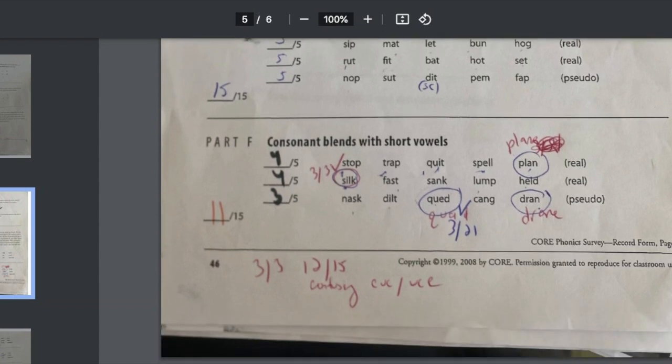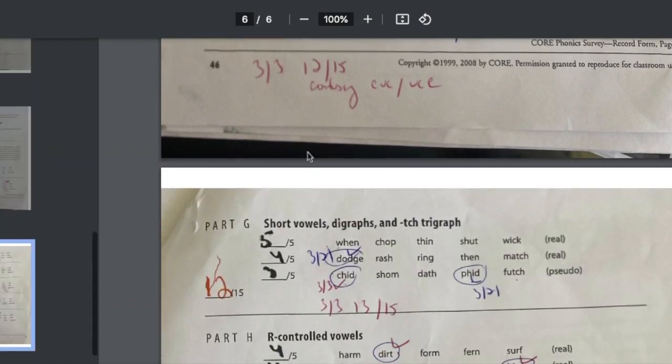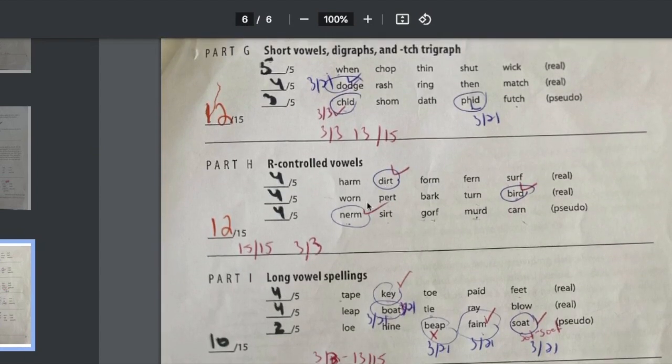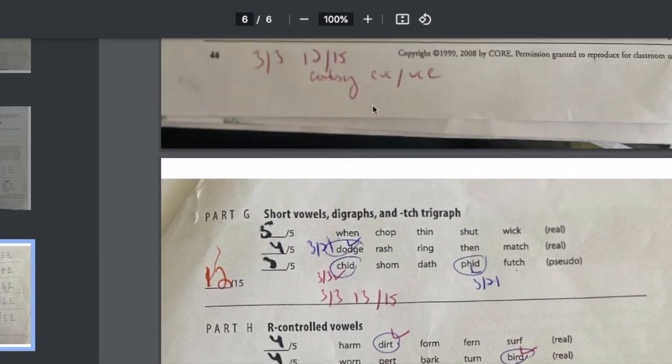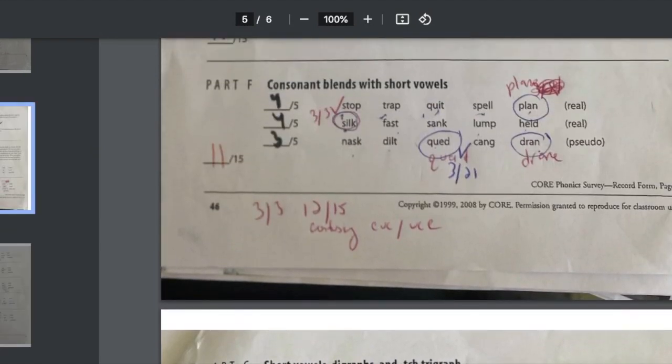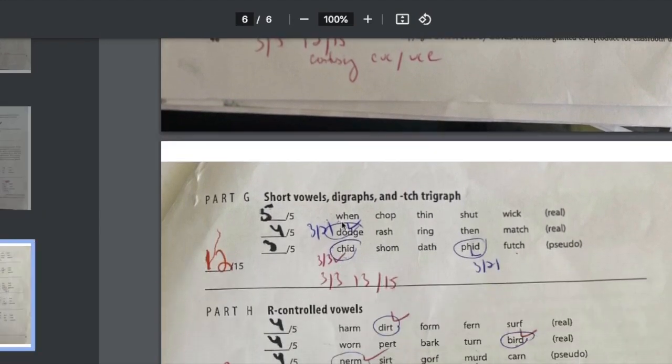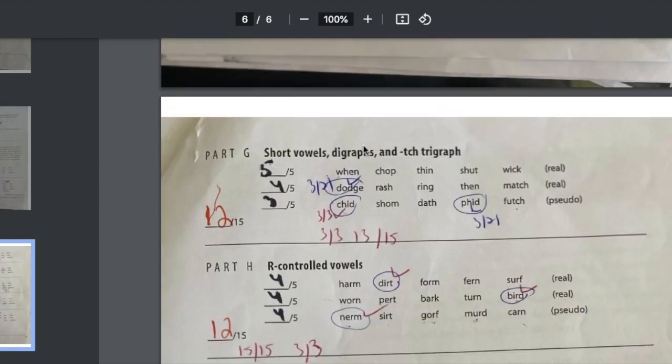For beyond CVC, that's where it's a little bit more complex because you're incorporating your blends with short vowels. Digraphs and trigraphs would also be part of that beyond CVC range, as well as our controlled vowels. So these 3 are really in the same unit. So in order for students to be benchmark within this unit, they will have to have at least a 14 out of 15 for all 3 levels.